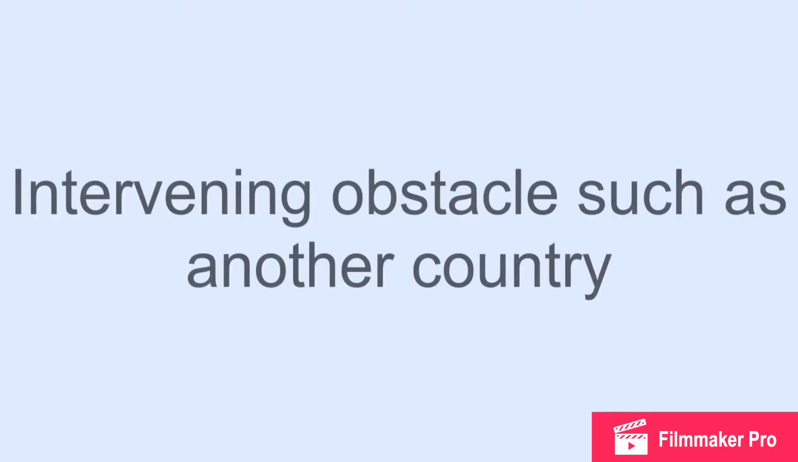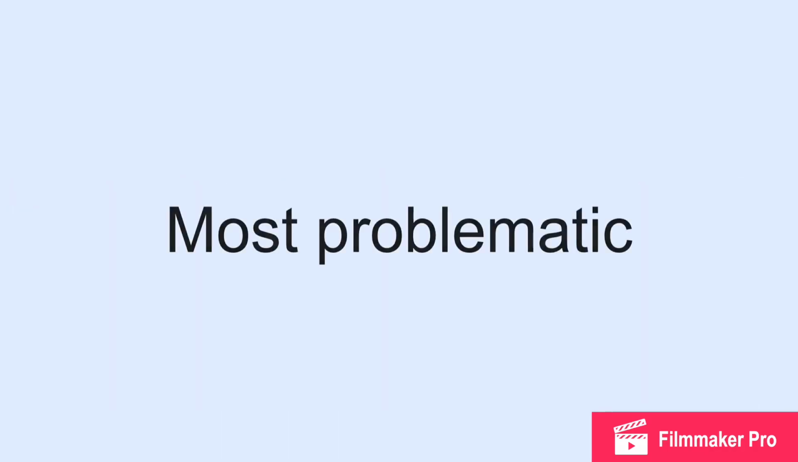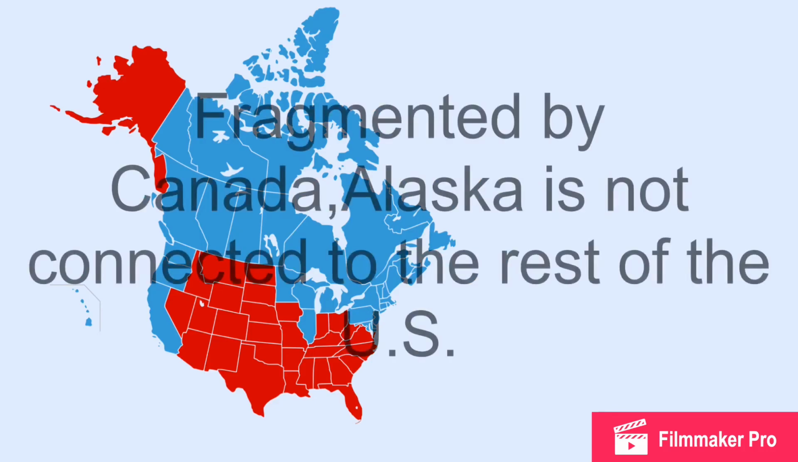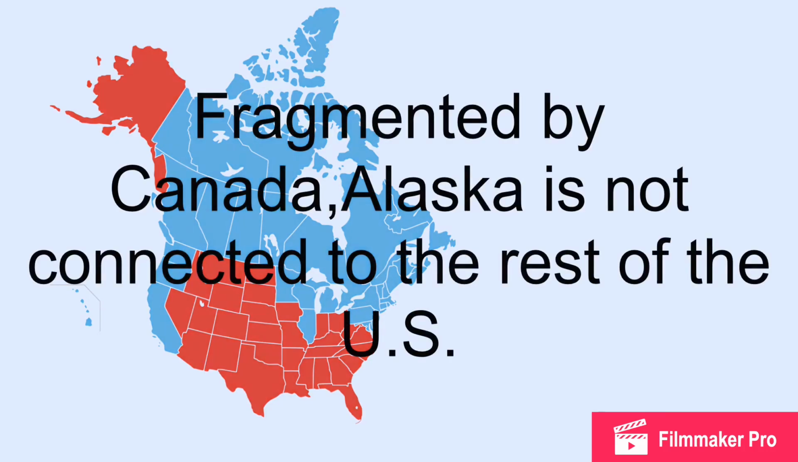The next state shape is fragmented. There are actually two types of fragmented states. One is where the state is fragmented by water or a landmass, like Indonesia or the Philippines down in South Asia. The other type is being separated by an intervening state. This is considered the most problematic state shape, the fragmented. The second type, where it's separated by an intervening state, would be the United States: Alaska and our mainland are separated by Canada. So back to the first type, which is by water.